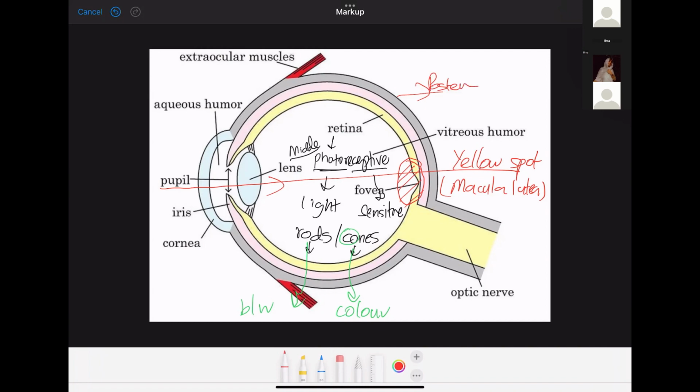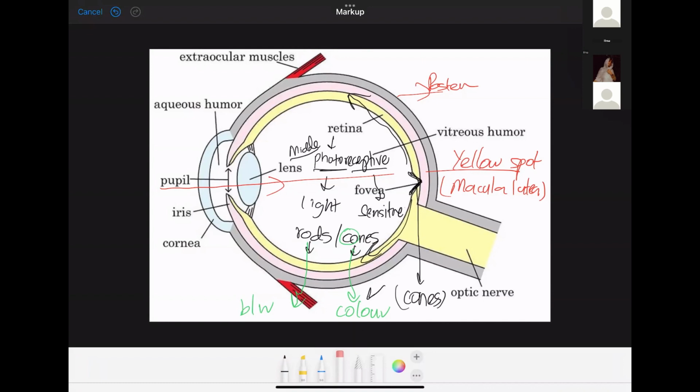Exactly at the center of the yellow spot, can you see there's a small depression here? I will erase it and show you. There's a small depression here. This is called the fovea, fovea centralis. In this fovea only you have cones. So this fovea has only cones, only for color reception. Then towards the anterior part of the retina, when you go forwards both ways, the number of cones decreases. That means there are fewer cones.